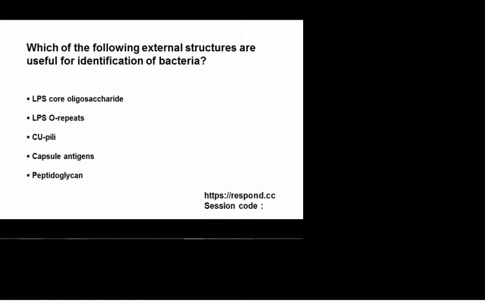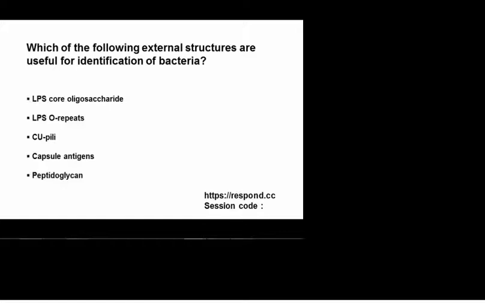Okay, for identification. Core oligosaccharide. Who says yes? Who says no? Repeats, yes. Pili. Of course, in Glasgow we say see you, Jimmy, but that's another story. No? Okay, capsule antigens, yes. Peptidoglycan. One person put their hand up. No. Okay, so what is useful for identification are capsule antigens, LPS repeats, and flagellar antigens.